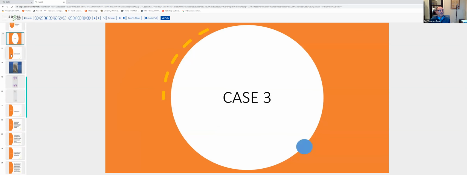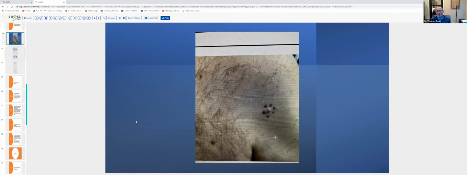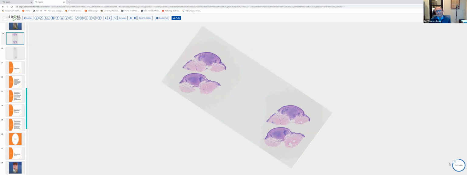Case number 3, the patient was a 50-year-old male. He had a dome-shaped regular papule on the left anterior shoulder, and the clinical impression was that of a nevus. And you can see here on the shoulder, the clinician had dotted the lesion before injecting it. The dome-shaped papule actually bears quite a bit of similarity to the intradermal Spitz nevus that we just looked at. And indeed, I'm going to tilt the slide here.